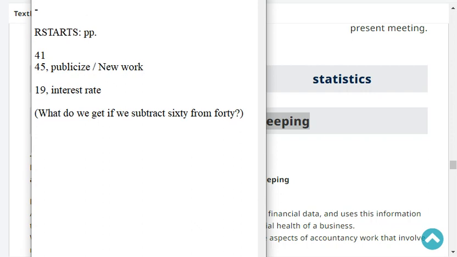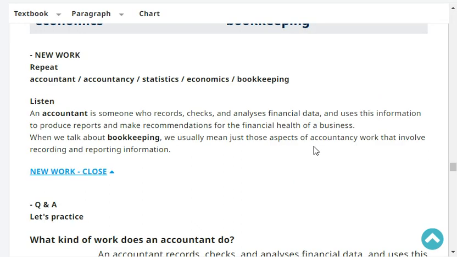Very good. Okay, listen. An accountant is someone who records, checks, and analyzes financial data and uses this information to produce reports and make recommendations for the financial health of a business. When we talk about bookkeeping, we usually mean just those aspects of accountancy work that involve recording and reporting information.